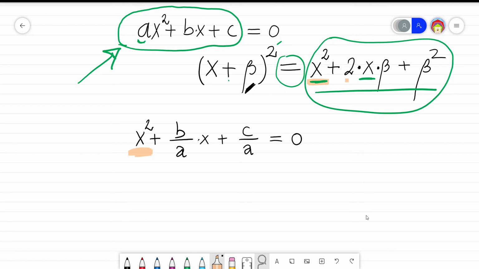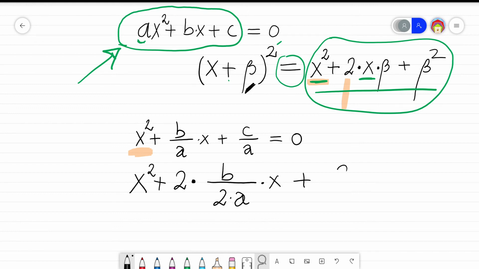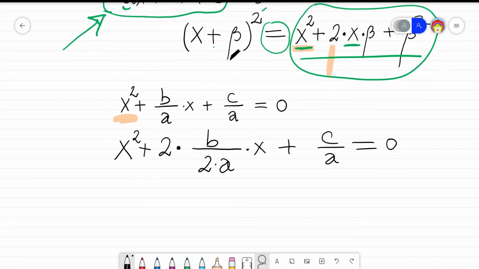But my next problem is this 2. I need that 2. Because I need it, I just place it. And because I didn't get that thing at the beginning in the equation, and I cannot change the original values of the equation, I just take it away.